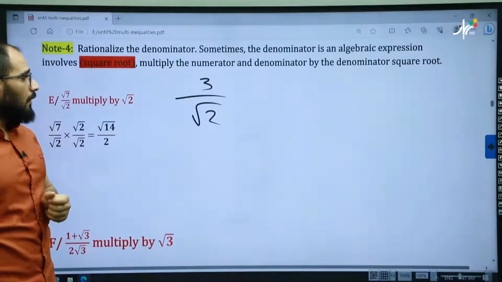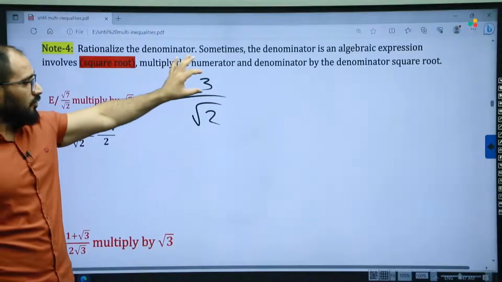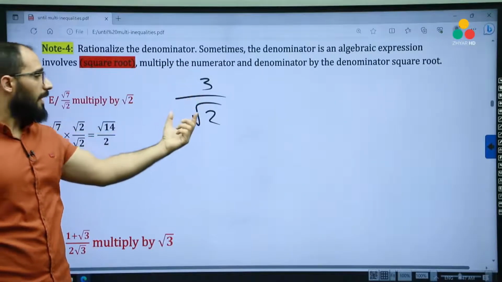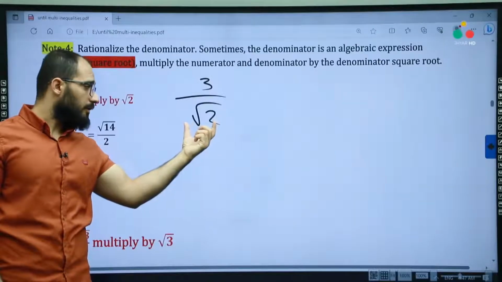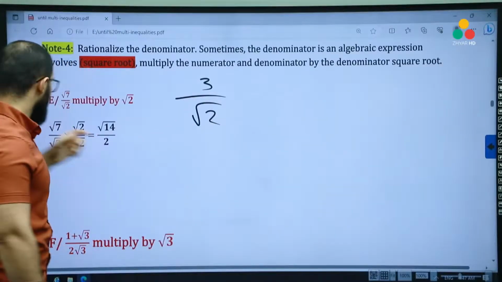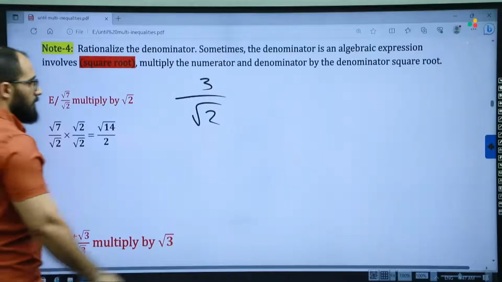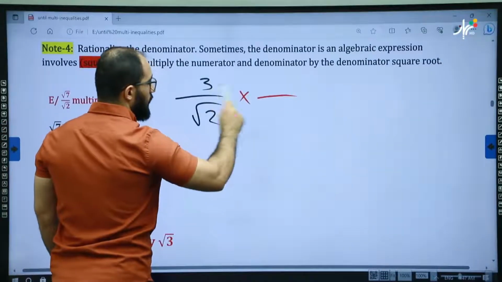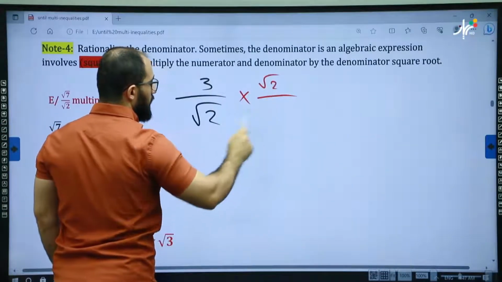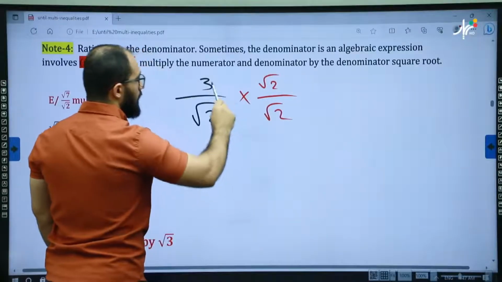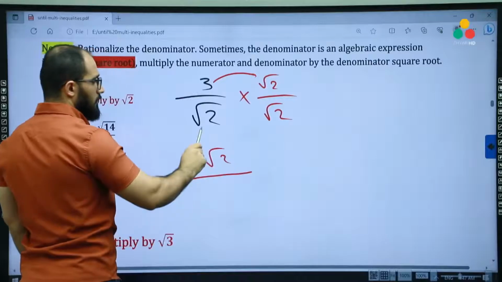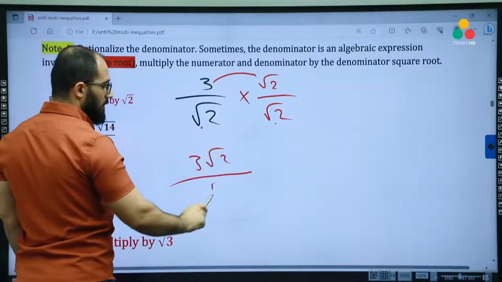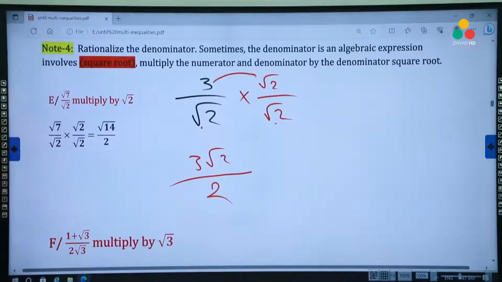How to do it? We multiply numerator and denominator by the square root that we have in the denominator. In the denominator, we have the square root of 2. That is why we are going to multiply numerator by square root of 2, denominator by square root of 2. 3 times square root of 2, 3 square root of 2. Square root of 2 times square root of 2, it's going to be 2.